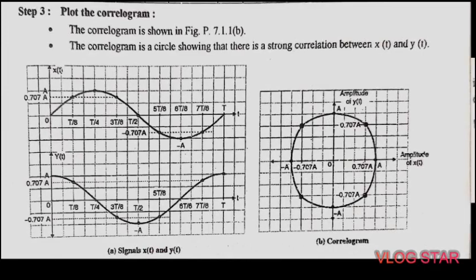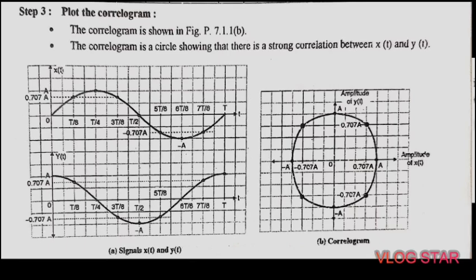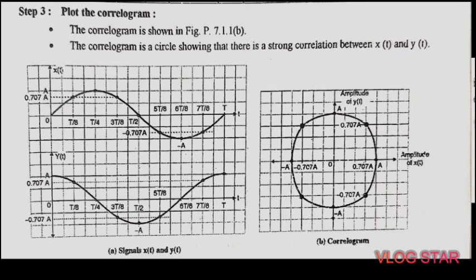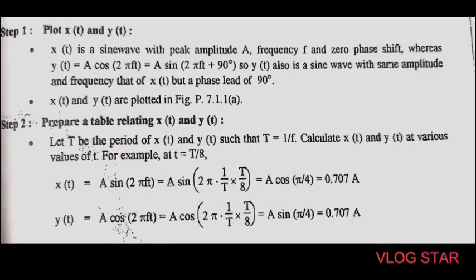The next step is to prepare a table of x of t and y of t values. Let us consider T as the time period of x of t and y of t, such that we know T is the reciprocal of frequency, that is T is equal to 1 by f. Calculate x of t and y of t at various values of t. For example, let us consider the first value, t is equal to T by 8. So x of t is equal to A sin 2 pi f t. This is the standard equation of the sinusoidal form. Here we have to put the value t is equal to T by 8.